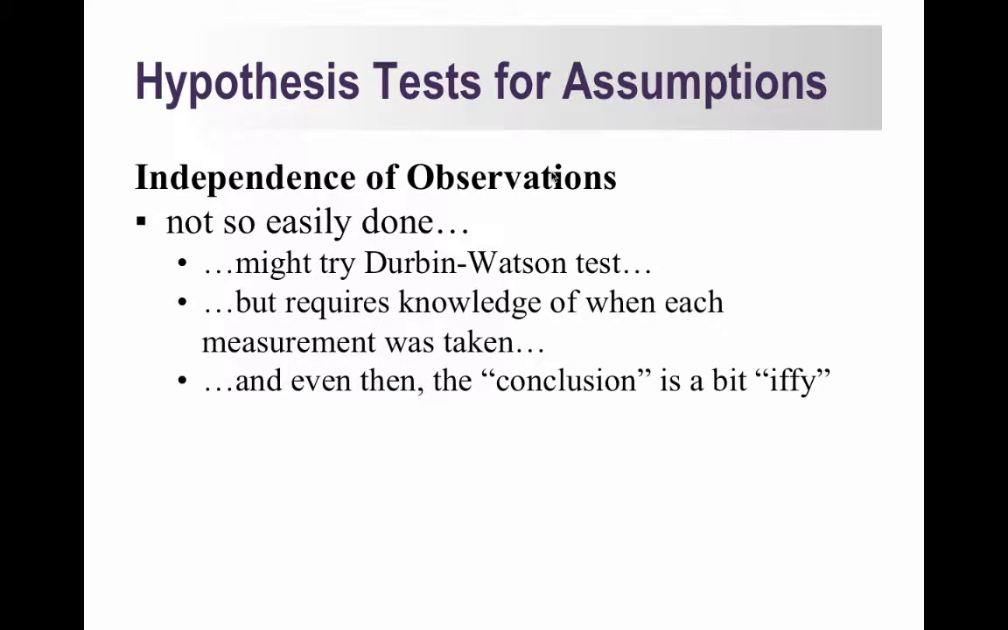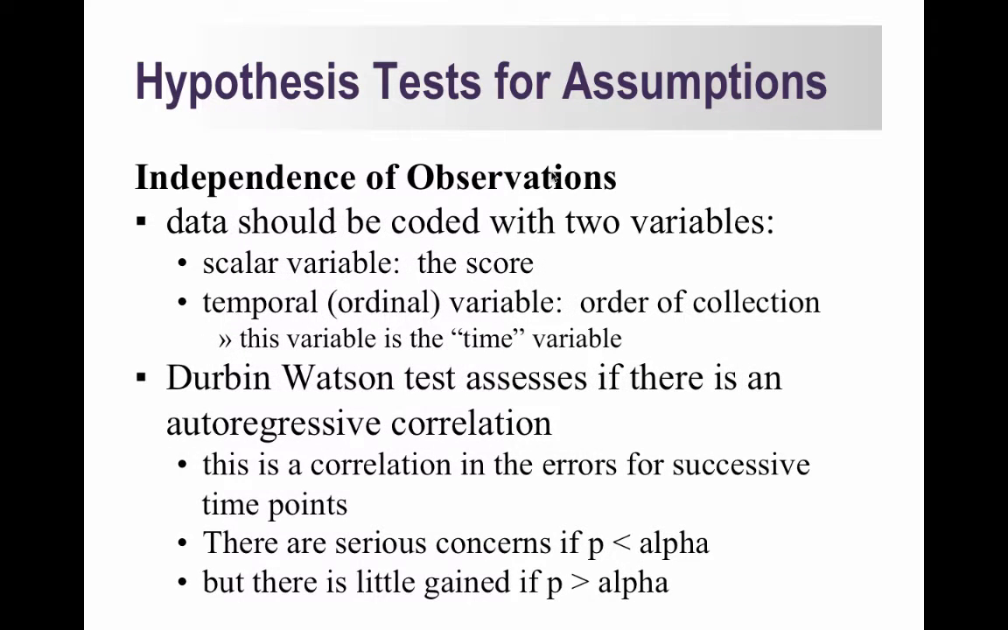This analysis is not easily done, and one approach is to use the Durbin Watson test. Again, this requires that we know when each measurement was taken, and even then the conclusion that we're going to obtain is iffy at best. So in this case, again, we code the data with two variables: the scalar variable, which is the score that we're going to analyze, and the temporal variable, which probably is an ordinal variable, which indicates the order that the data was collected.